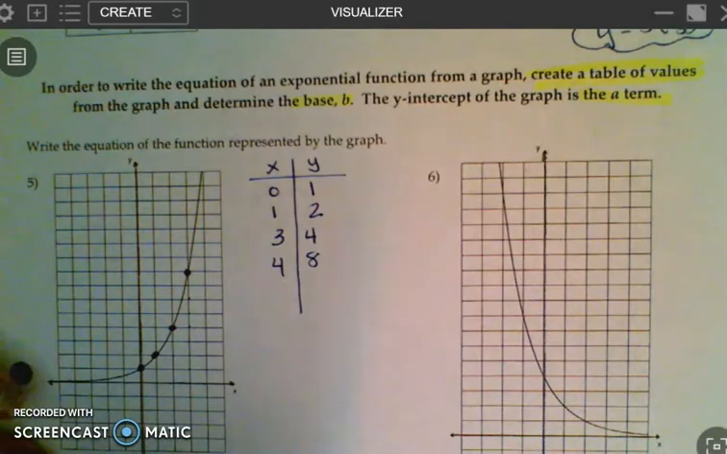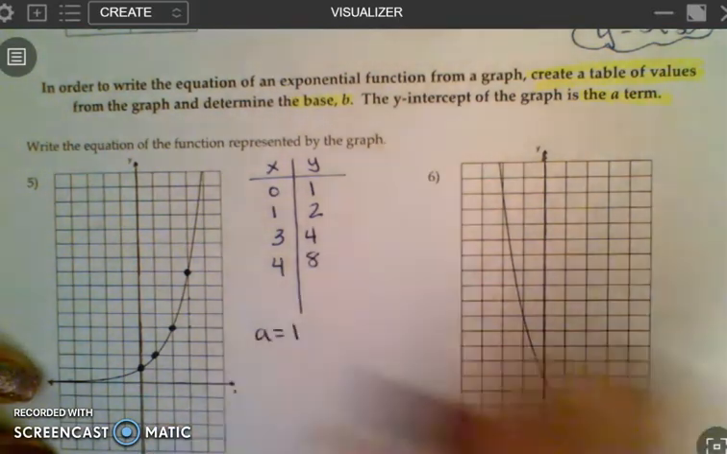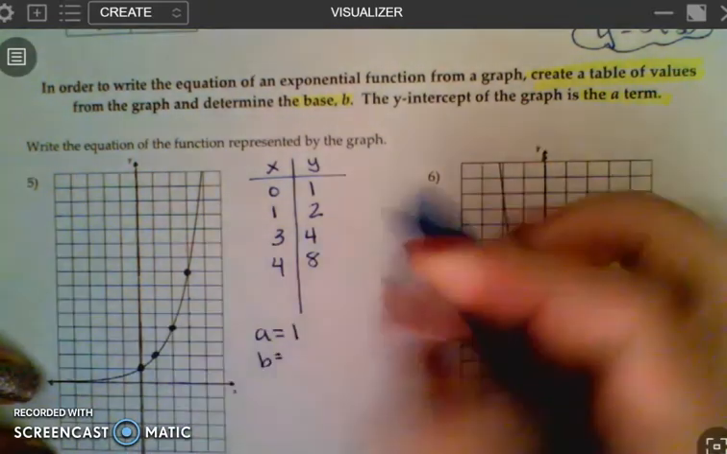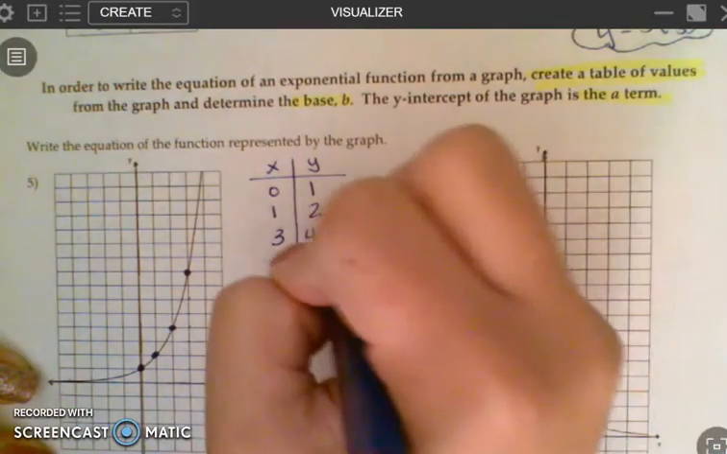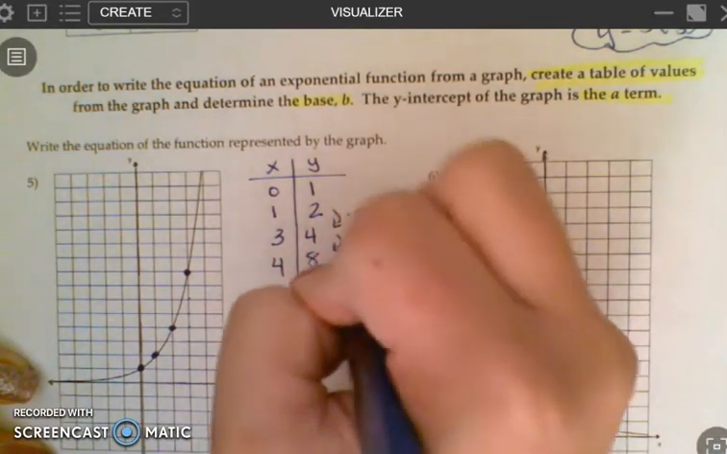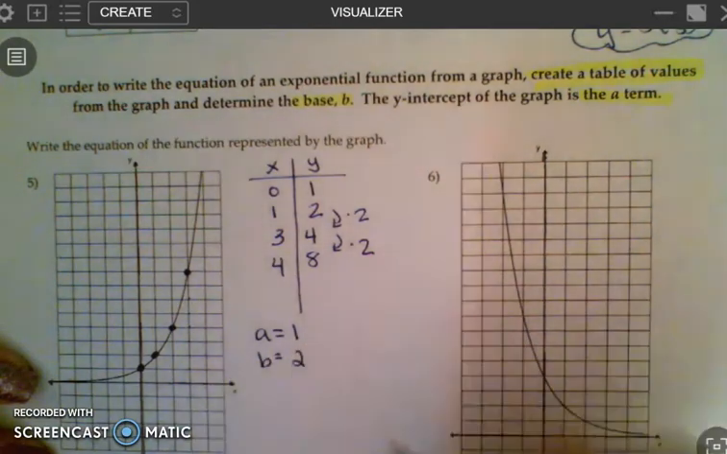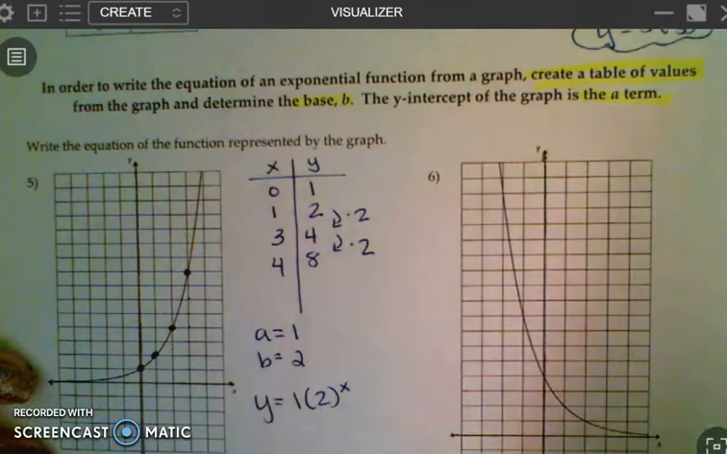So from here, I can then figure out my a. My a is 1. Remember, it's always your y-intercept. And my b is the pattern. So to go from 2 to 4, 4 to 8, they're multiplying by 2 every time. So remember, these are all about multiplying. So my base is 2. So y equals 1 times 2 to the x.